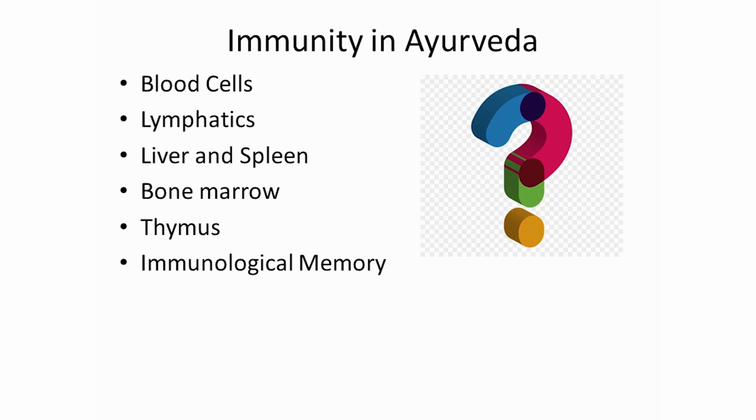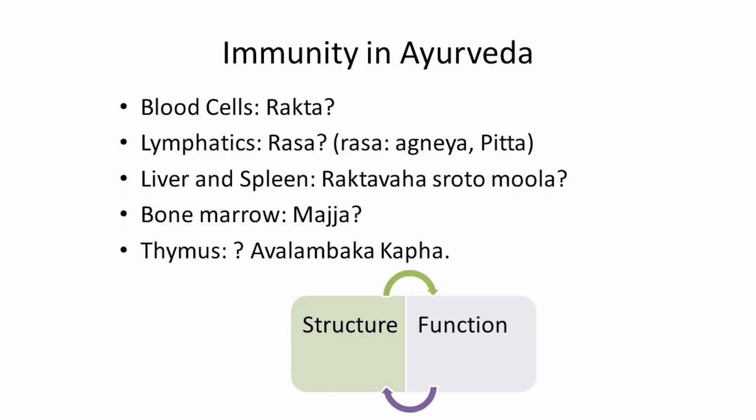Now the question comes how to interpret it in Ayurvedic physiology. What was it all about, and what were the things involved? There were blood cells, lymphatics, liver and spleen, bone marrow, thymus, and immunological memory. So what are we going to do? How are we going to translate them, and what can be the Ayurvedic complements?